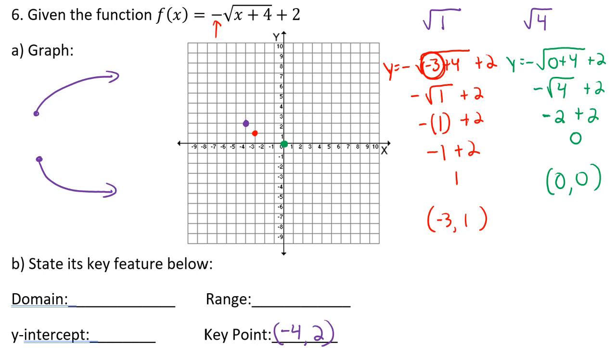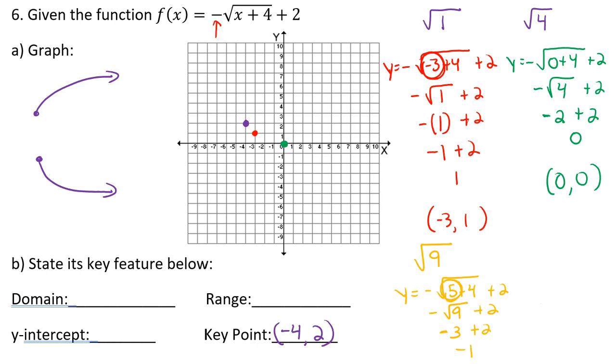Well, for Mr. Sika's class, I only care that you have these 3 key points. But if you're in some of the other classes, they may want you to go ahead and figure out what the square root of 9 is. So we simply ask ourselves, what number plus 4 equals 9? Well, that would be a 5. So the square root of 9 is 3. Don't forget your negative sign. And negative 3 plus 2 is negative 1.